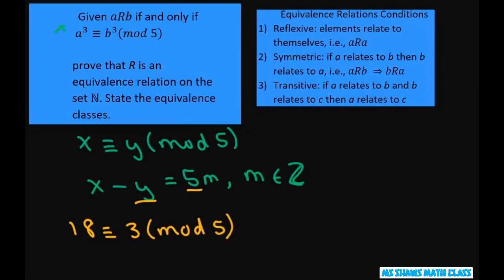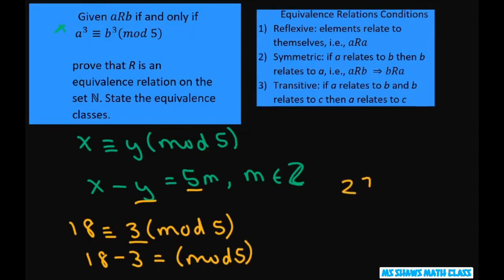So if I divide 18 by 5, you'll get 15 with the remainder of 3. Or you could say 18 minus 3 equals 15. Therefore, it's divisible by 5.